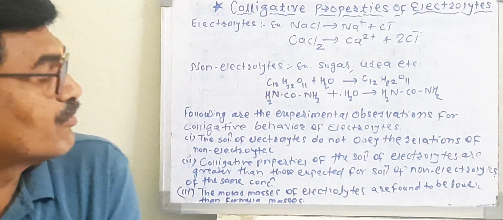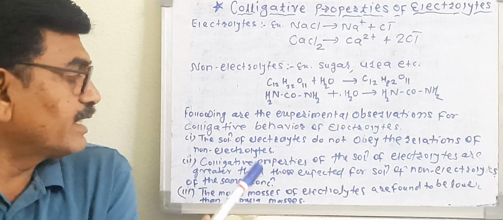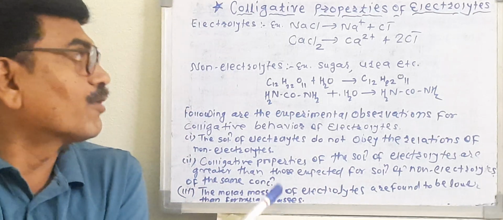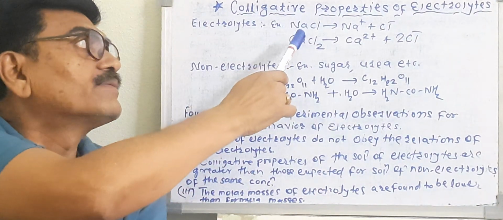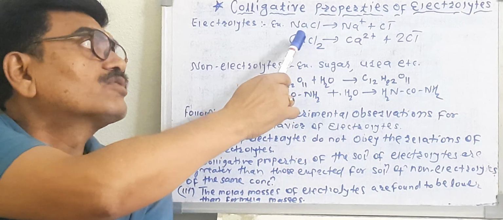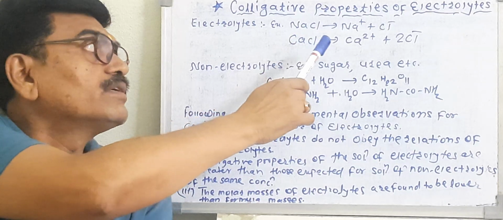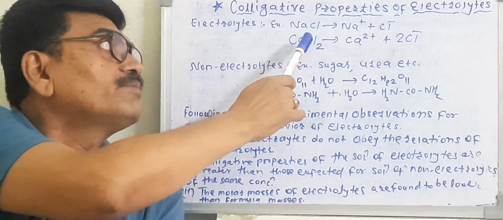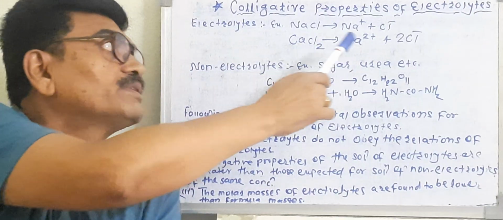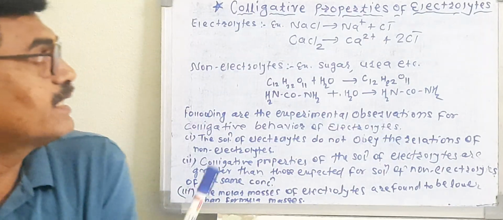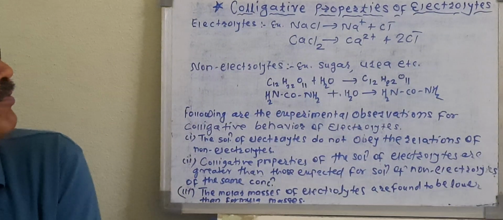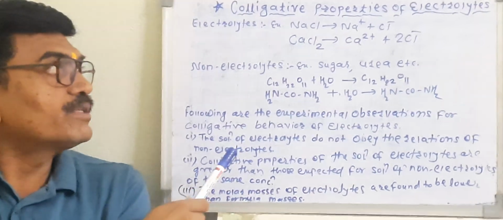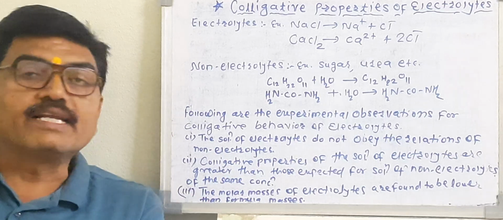So why is such a change observed? The molar masses of electrolytes are found to be lower than the formula masses. Compared to the formula unit, the observed mass is lower because of the formation of ions, or dissociation of NaCl in the solution, and that is why the colligative properties of electrolytes are different from those of non-electrolytes.